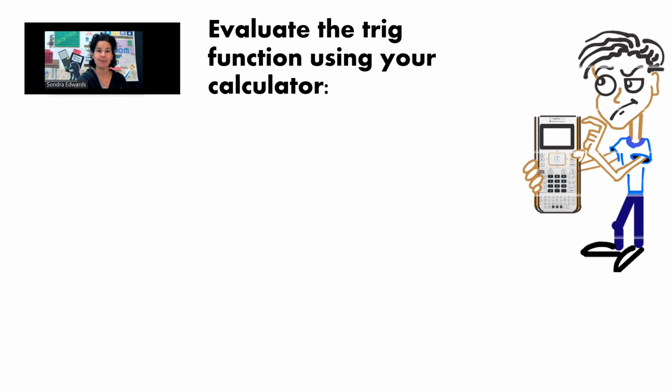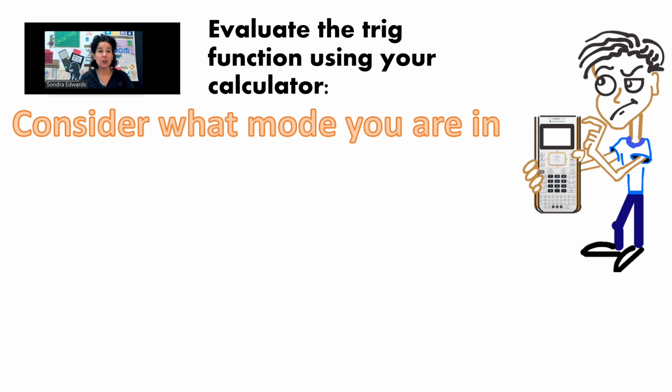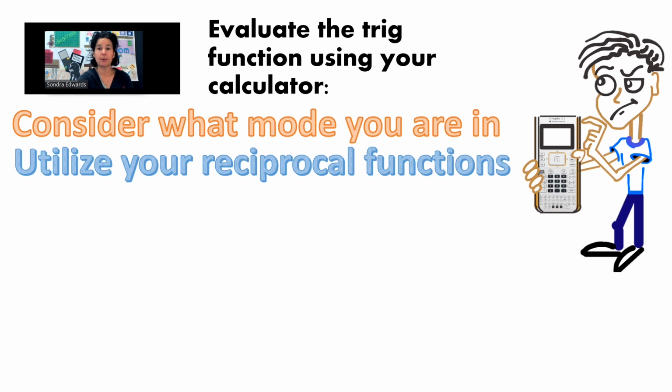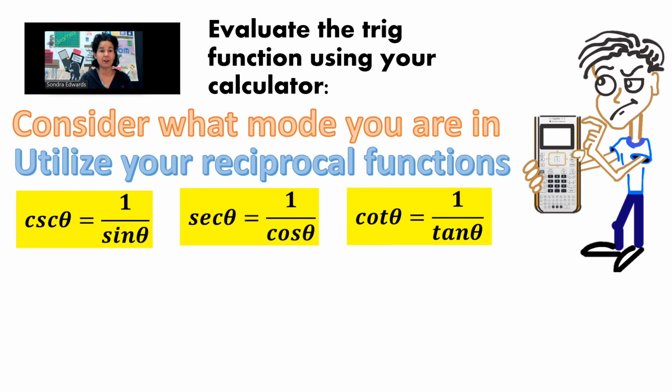In summary, things to keep in mind when you are evaluating trig functions, ask yourself, what mode am I in? If you see a degree symbol, you know you are in degree mode, and if you do not see a degree symbol, you are in radian mode. You want to utilize those reciprocal functions to evaluate trig functions like cosecant, secant, and cotangent. So for example, the cosecant of 20 degrees is equivalent to 1 over the sine of 20 degrees.